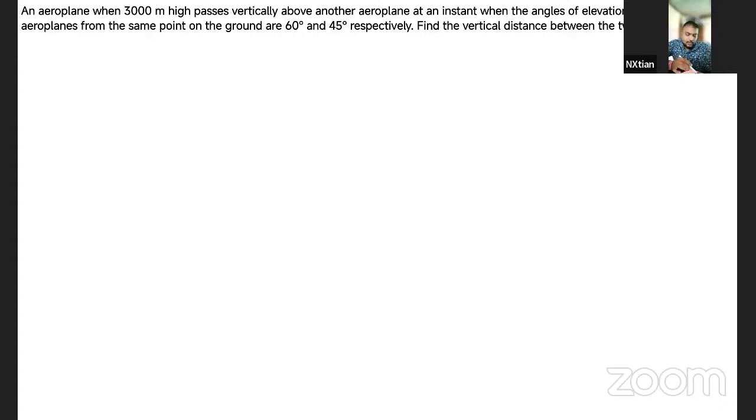Okay, listen, guys. Now, this question, how will we do it? See, what is the question saying? That an aeroplane 3,000 meters high passes vertically above another aeroplane. So basically, there is an aeroplane. I'll make an aeroplane. From the ground, the height of the aeroplane is 3,000 meters. And it's flying above another aeroplane at the same place.